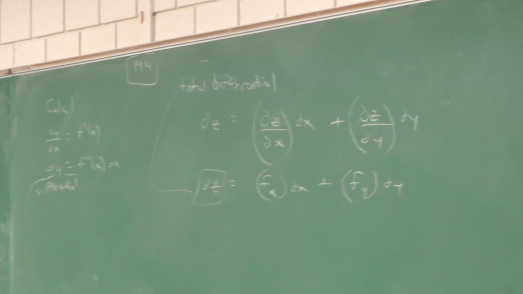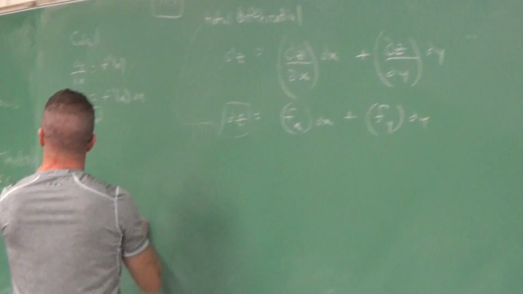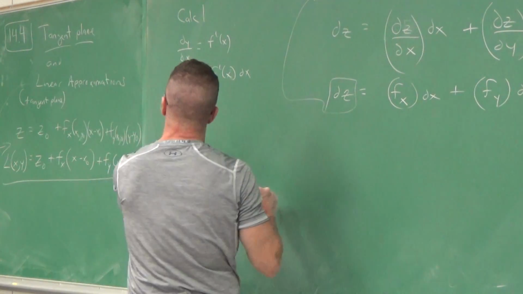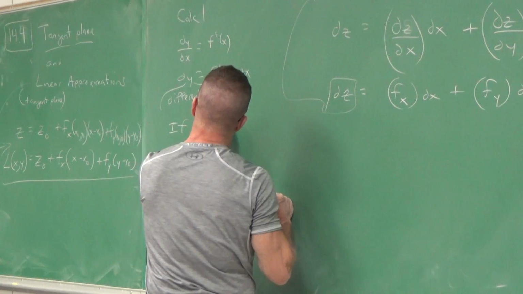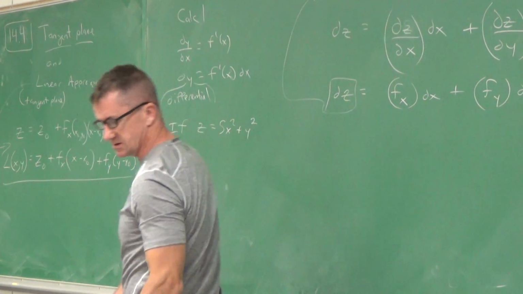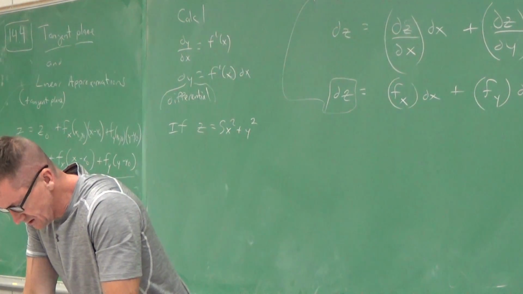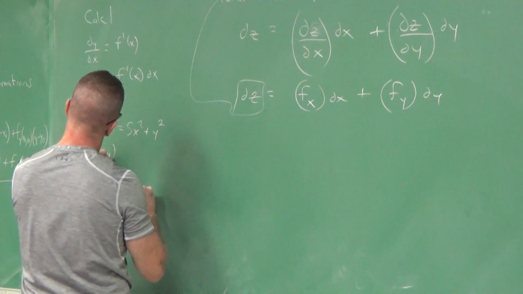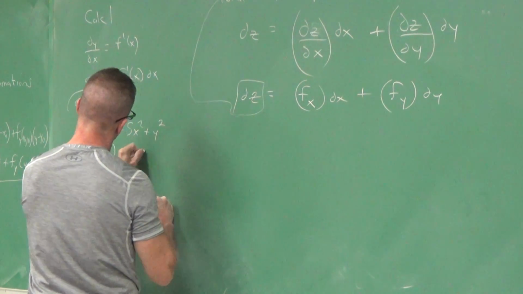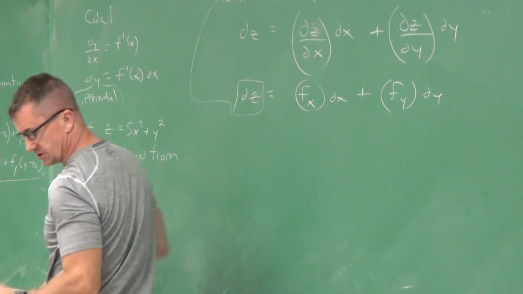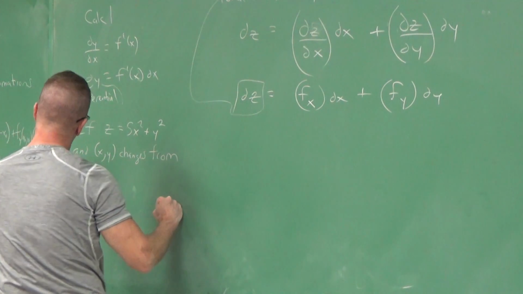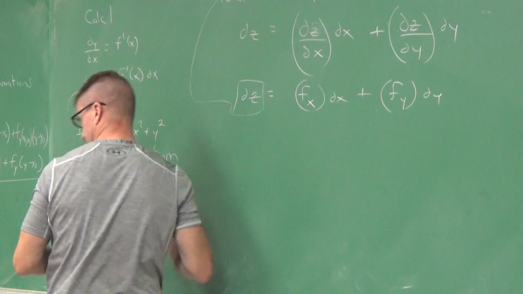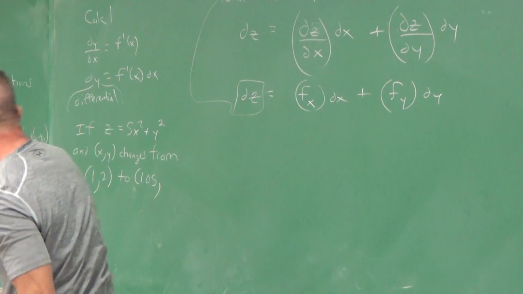This is number 31. And here's the question. You will not find this hard, but here's what they ask. If z equals 5x squared plus y squared, so there's a function of x and y, and x, y changes from the point 1, 2 to 1.05, 2.1.